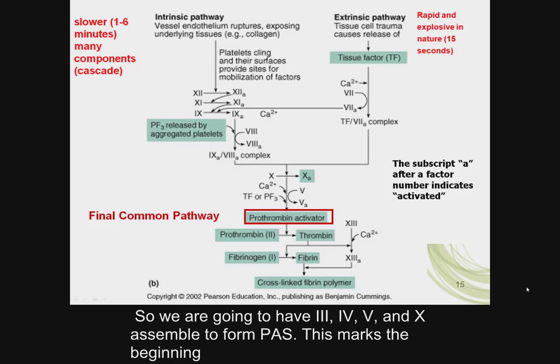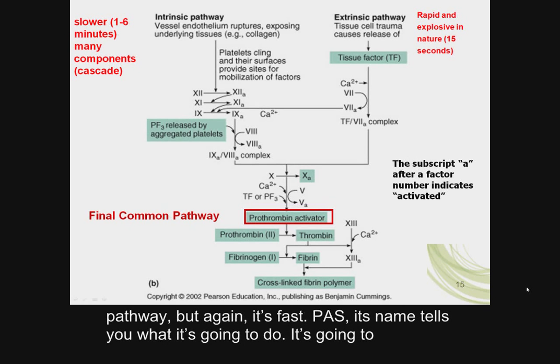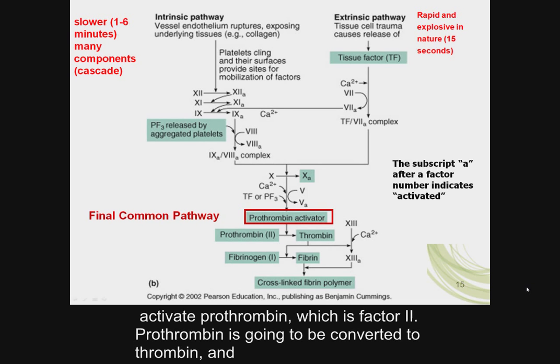The PAS, very little of it is made in the extrinsic pathway, but again, the extrinsic is fast. PAS, well, its name tells you what it's going to do. It's going to activate prothrombin, which is factor 2. Prothrombin is going to be converted to thrombin, and thrombin will hydrolyze fibrinogen into fibrin.